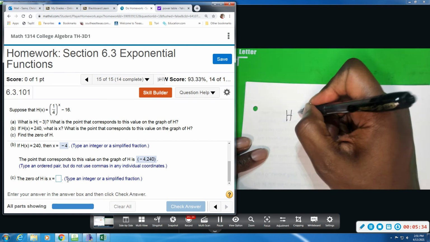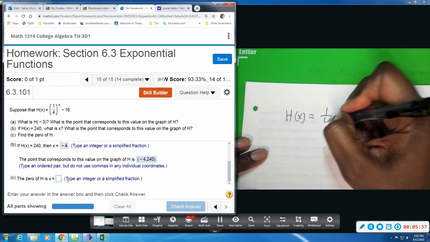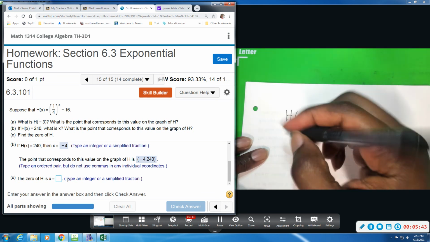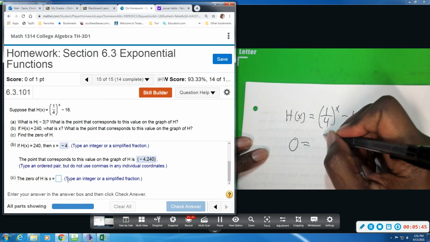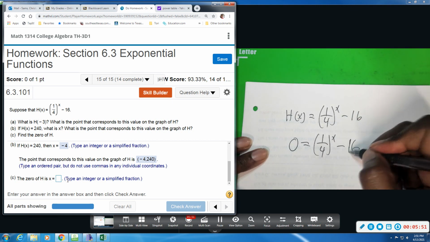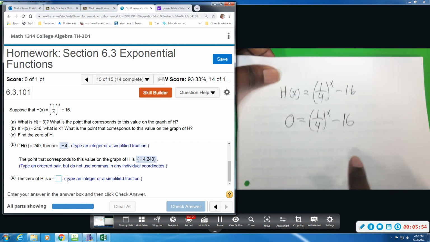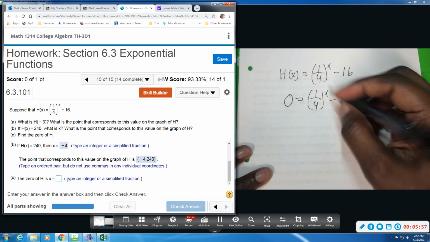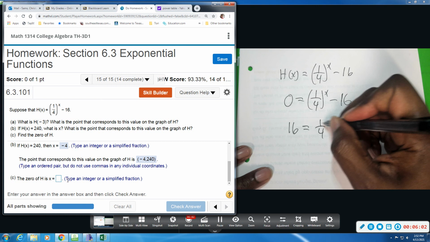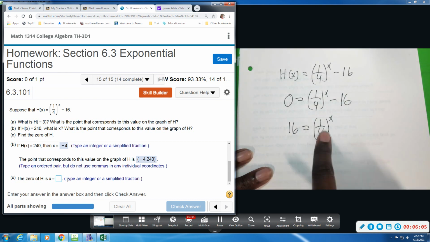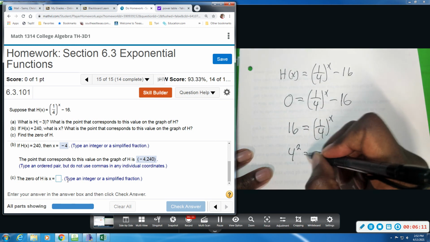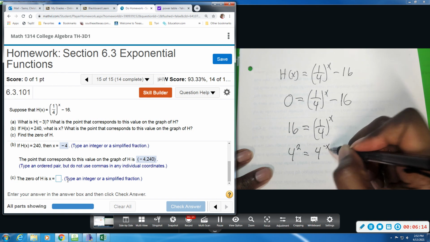h of x is 1 over 4 to the x minus 16. So I want h of x to be 0. So 0 equals 1 over 4 raised to the x minus 16. We're going to solve this and find the 0. That's the x-intercept when they say 0 in that term. So add 16, and that will give us 16 equals 1 over 4 raised to the x. We want a base of 4. This can be rewritten as 4 squared, and we can rewrite this as 4 to the negative x to move that up.